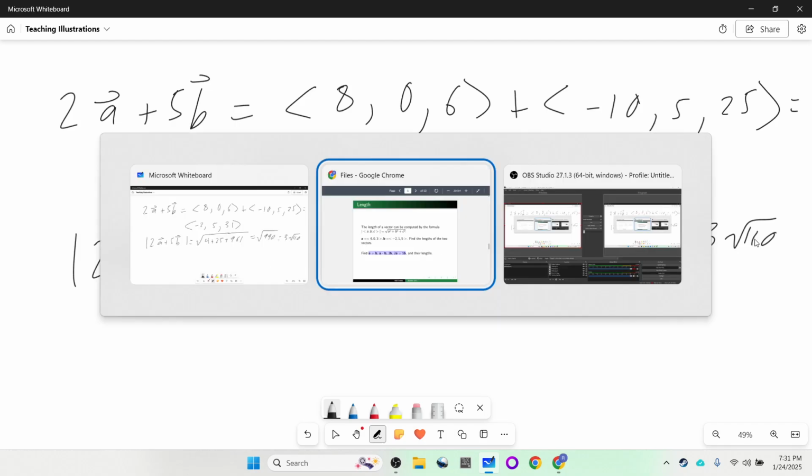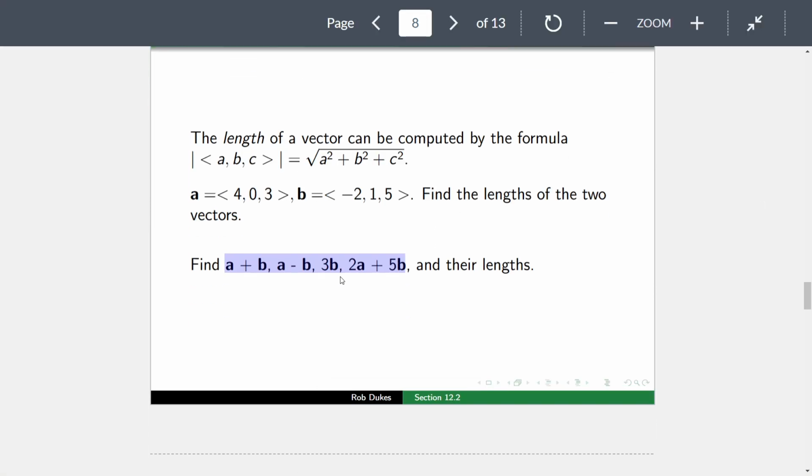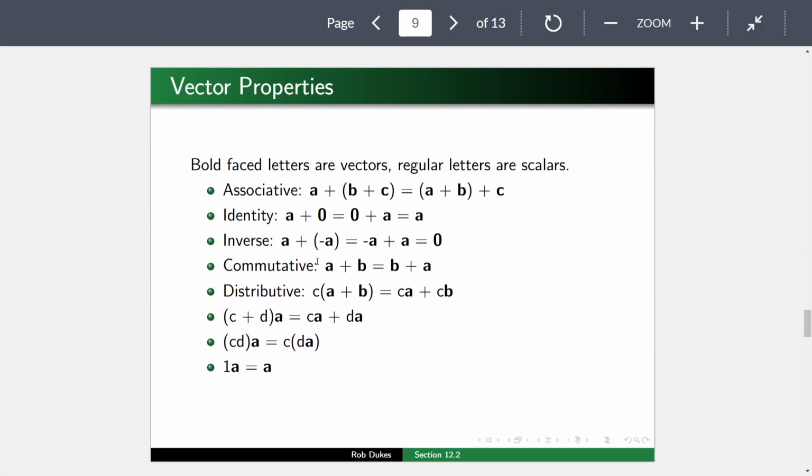Alright, so let's cover a few more things. So here are some properties of vectors. And they're all the things you would like, all the things that are true for real numbers.